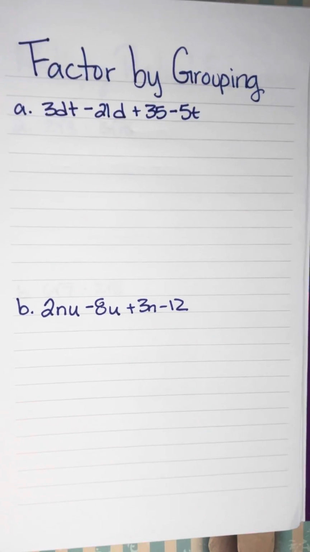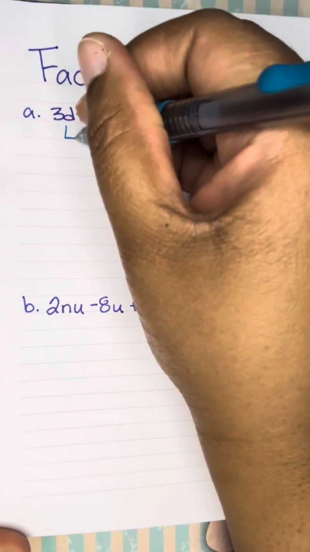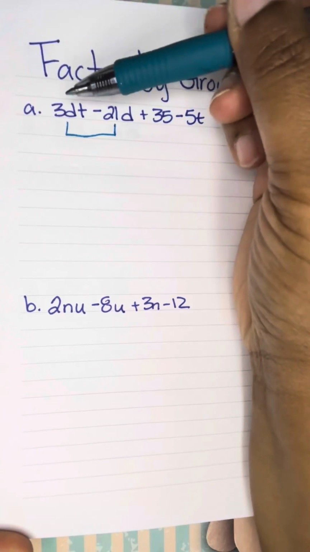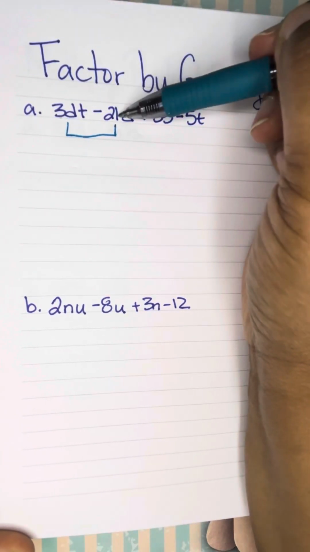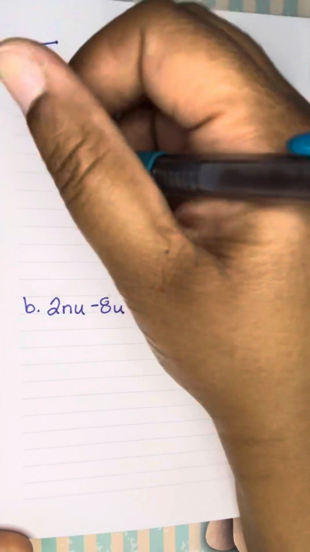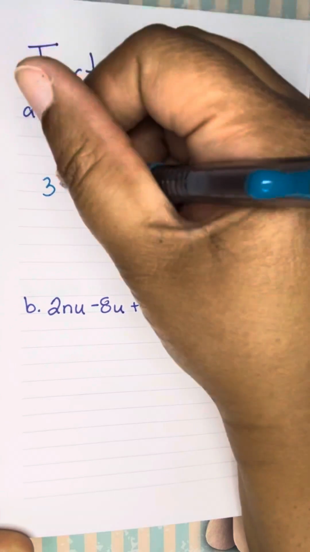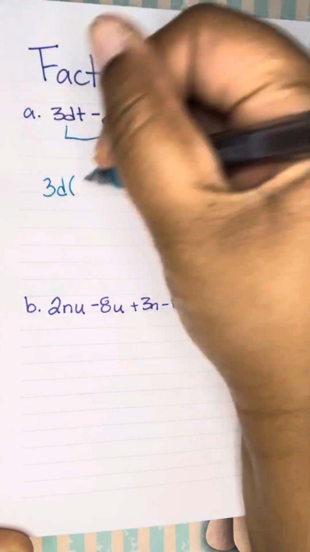Alrighty, we have factor by grouping. Okay, so we're going to look at the first two terms, and we're looking at what they have in common. I see that they both have a 3, and they both have the letter D in common. So we could factor that out.